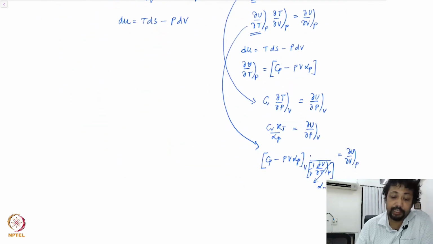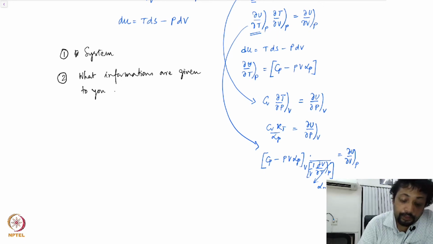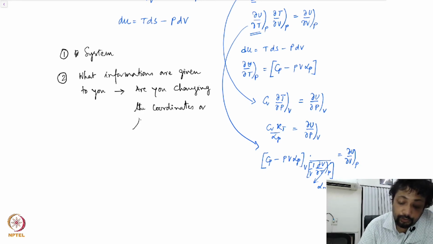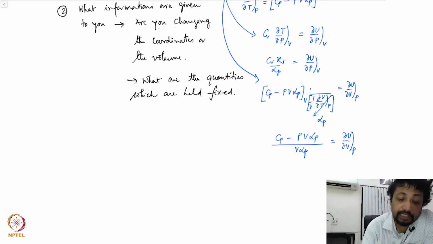So please understand that in dealing with thermodynamic processes, pay attention to number one: what is the system? Number two, what information is given to you, which means, are you changing the coordinates or the volume? What are the coordinates, or let's say quantities, which are held fixed? So read the question or whatever information must carry this. Are you changing the coordinate or the volume?